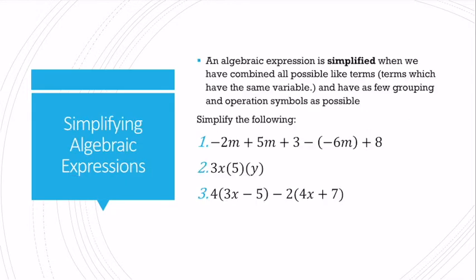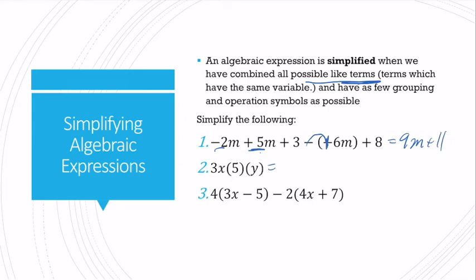When we're simplifying algebraic expressions, we need to combine all possible like terms. That's going to be terms with the same variable. For example, here I have negative 2m plus 5m. We'll rewrite this as plus, right? Plus 6m plus 8. So negative 2 plus 5 would give me 3m, plus 6m is 9m. 3 plus 8 is 11.